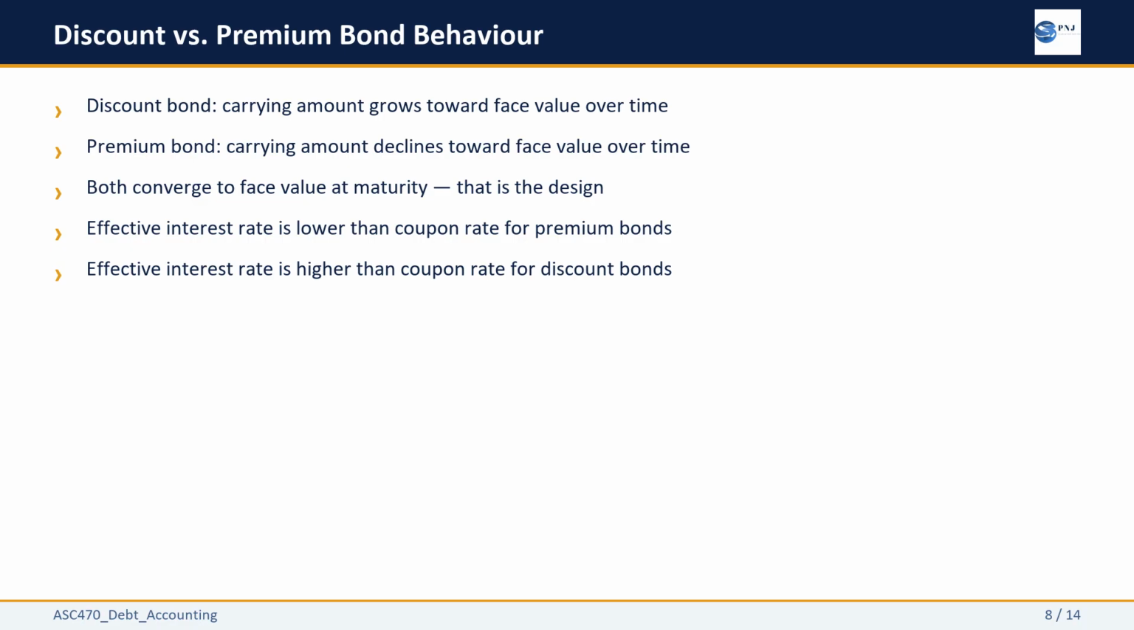Both paths converge to the same destination, face value at maturity. The direction of travel tells you about the relationship between the coupon rate and the market rate. If the coupon is below the market rate, the bond is priced at a discount and the balance accretes up. If the coupon is above market rate, it is priced at a premium and the balance amortizes down. Simple, but important to keep straight.